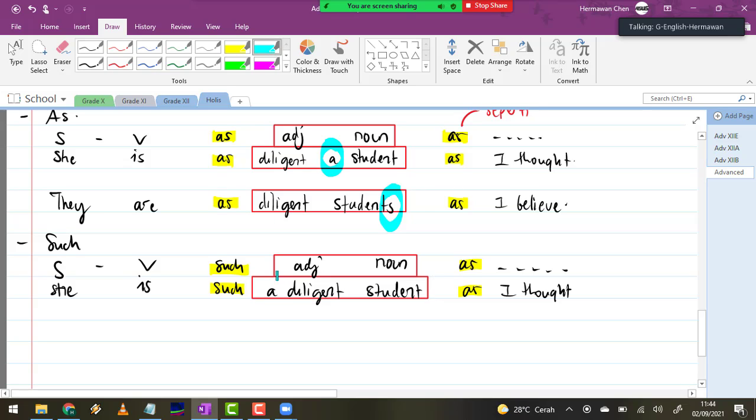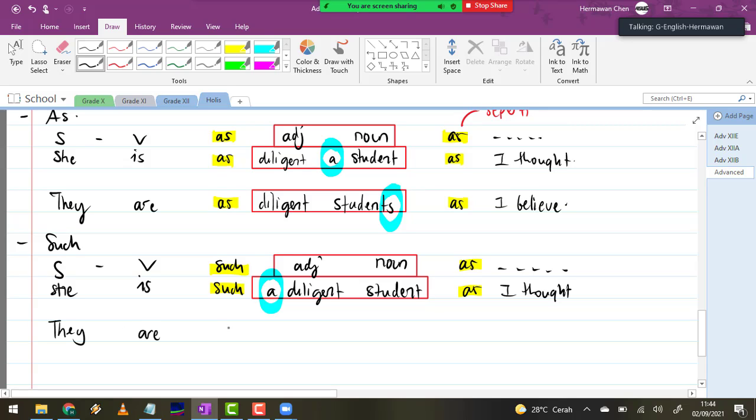Pay attention, guys. Where do I put the article? Before the adjective. That's for "such". Yeah, be careful with the position of the article. Students usually make a mistake here. What if I put the sentence into plural? This is the result.